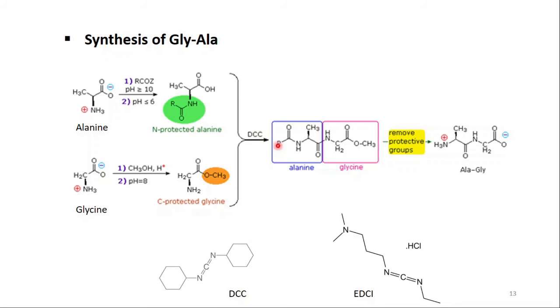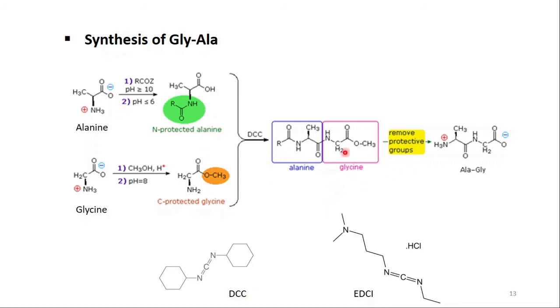You added DCC in the presence of dichloromethane and some tertiary amine base like pyridine or triethylamine, and you carried out the coupling reaction. The coupling is nothing but formation of an amide bond between this NH2 and this COOH. Mechanism is out of syllabus, that is why I am not discussing it here, but in brief it is the formation of this amide bond.